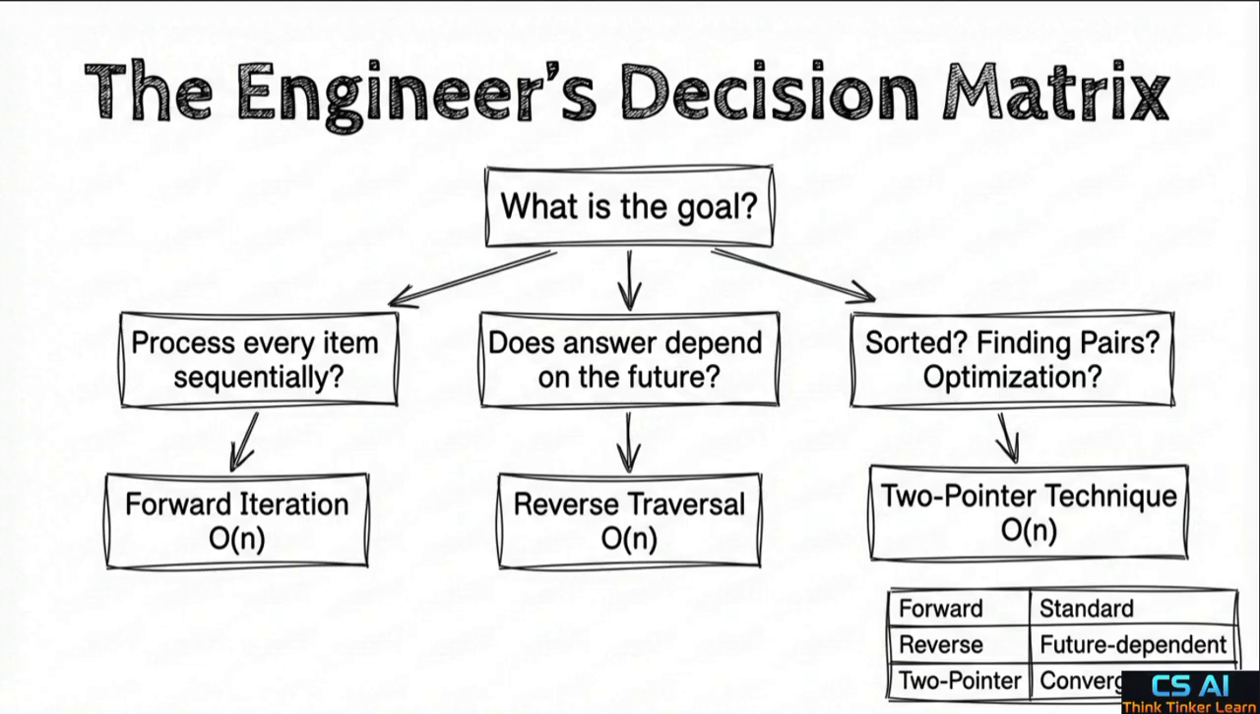Second, does the answer at your current position depend on the data that comes after it, or the future? This is a strong signal for reverse traversal. Third, is the array sorted, or can it be sorted? Are you looking for pairs, triplets, or trying to optimize something based on two endpoints? This is the prime use case for the two-pointer technique. This mental flowchart will help you quickly identify the most efficient traversal strategy for the problem at hand.